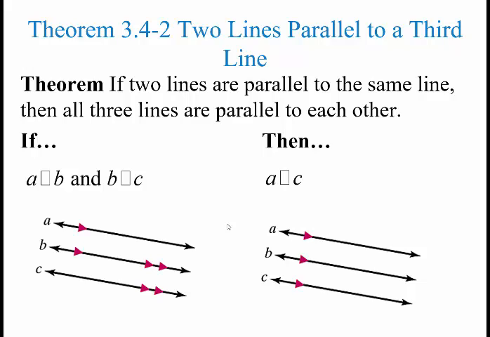Another one, if two lines are parallel to a third line, theorem 3.4-2. If two lines are parallel to the same line, then all three are parallel to each other. So remember, with the typo here, if A is parallel to B and B is parallel to C, well then it must also be that A is parallel to C.